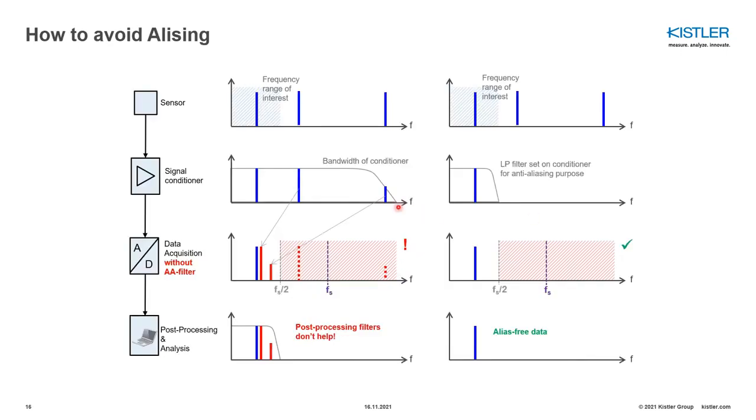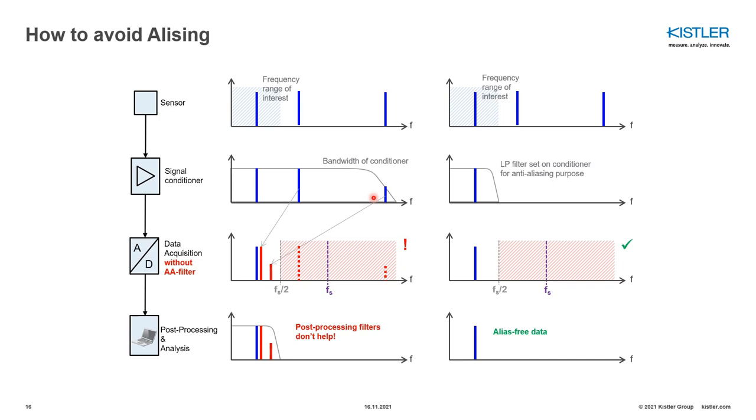Let's look at this system, where, as you can see on the left-hand side, we can avoid aliasing with the anti-aliasing filter. As you can see here, we have a sensor system, then later on we have a signal conditioner, and then we have data acquisition, and then we may have post-processing analysis. We have some true happenings, physical things that happen at certain frequencies, represented with blue lines here. And then we are actually interested in this frequency range, as you can see here. We have a bandwidth of the conditioner, which is going up to higher frequencies.